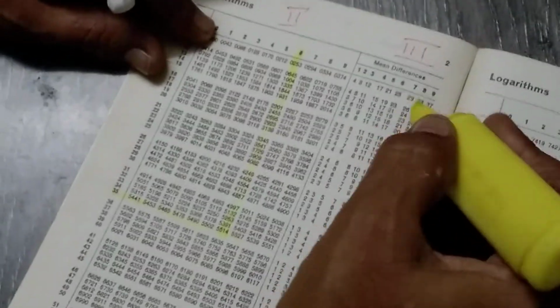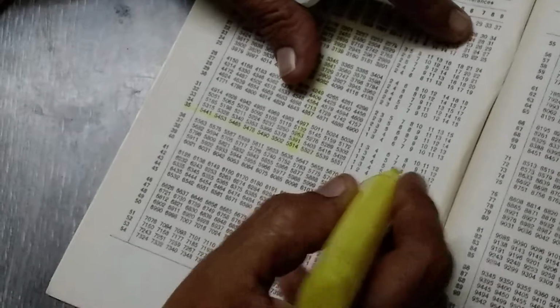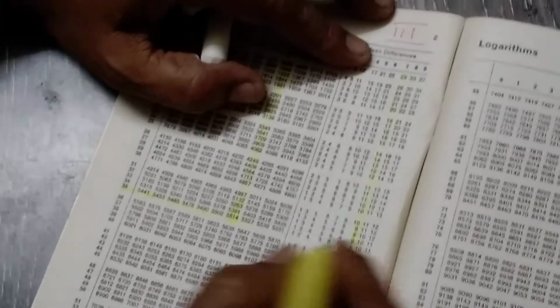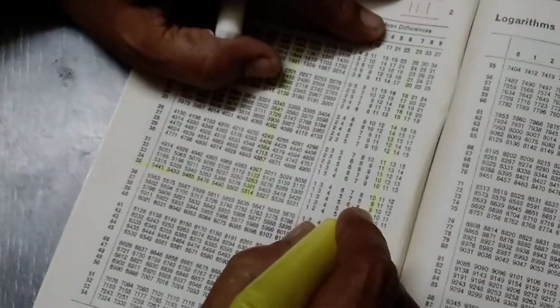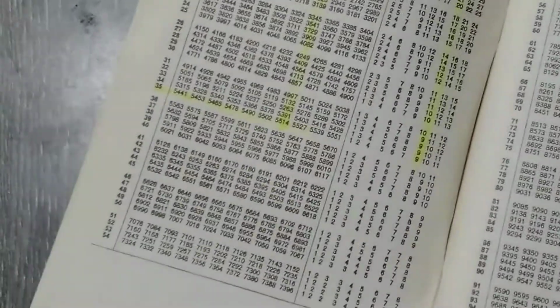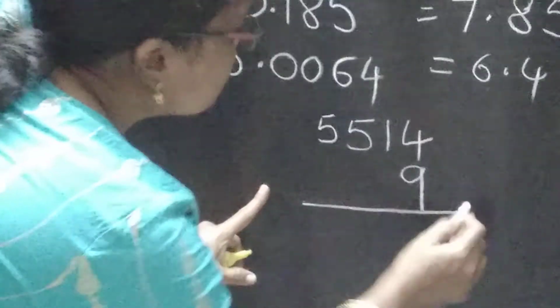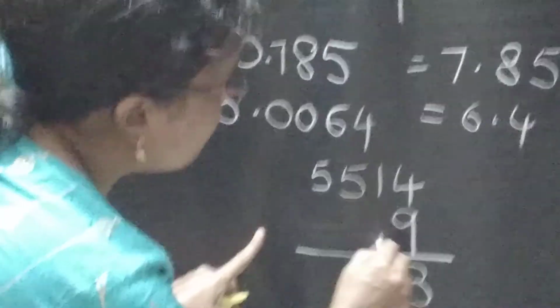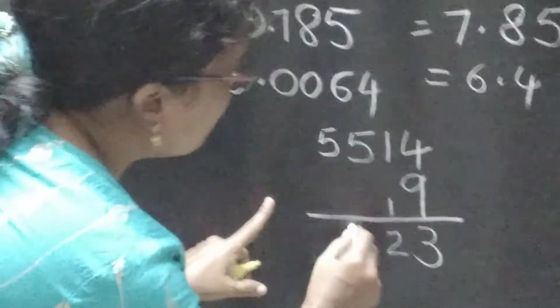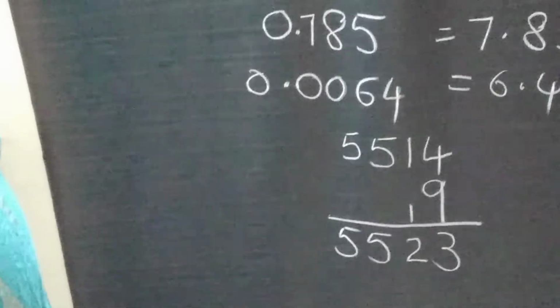The mean difference is 7, so you have to take the mean difference 7. What is the mean difference 7 value here? For 35, the mean difference 7 value is 9. We have to add this 9. So 4 plus 9 is 13, 1 plus 1 is 2, and 5, 5. That means 5523.